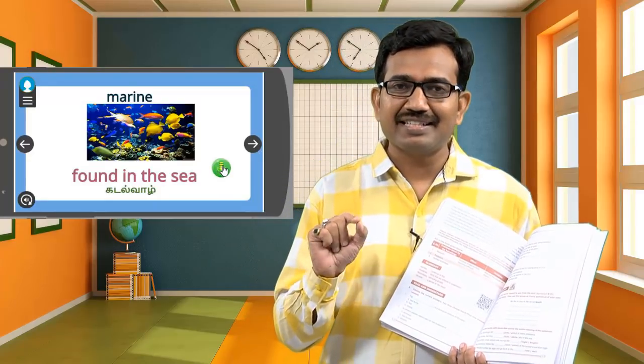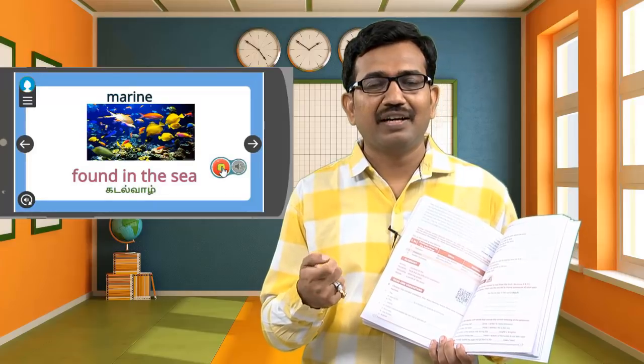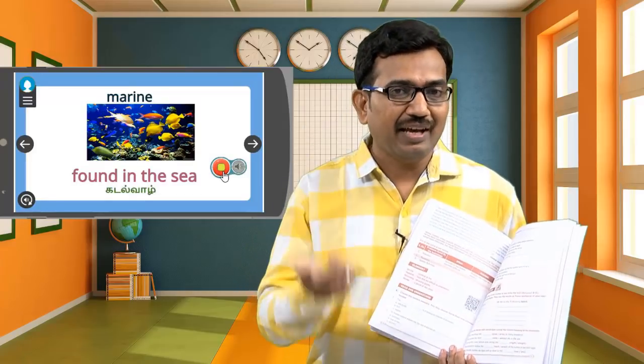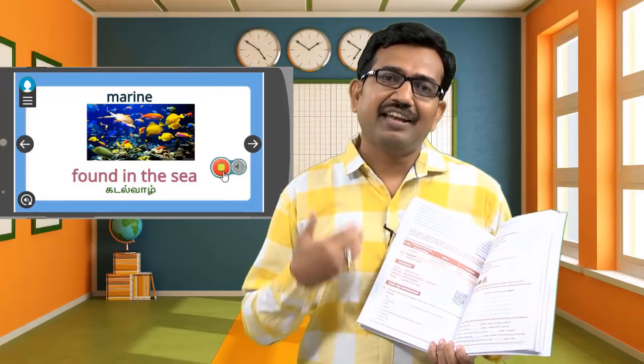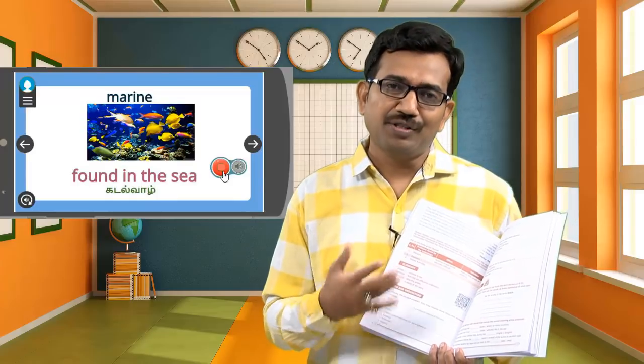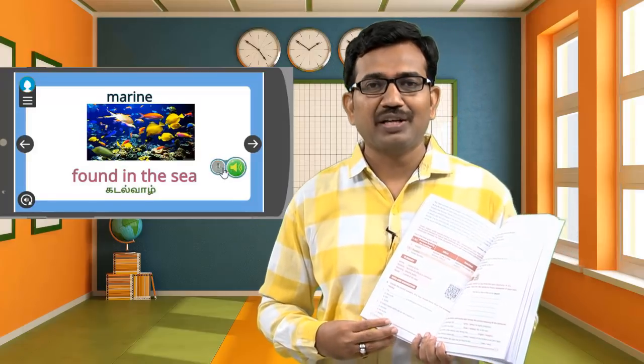And if a child clicks the mic icon and records the same pronunciation of the word, they can listen to their pronunciation also. So you can listen to the correct accent and pronunciation, then you can record the voice also. This is the special feature of this e-glossary which is included in this new textbook.